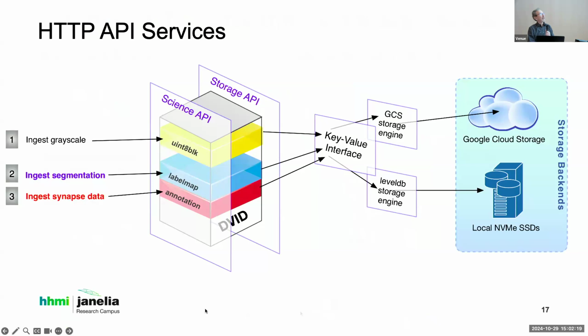And this is an example of how something like this might happen. You have a science-level, connectomics-level API. This is all HTTP API calls, like you would with the web. And in the back end, it gets distributed onto a whole variety of storage systems.